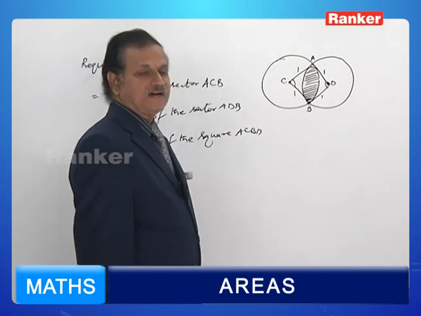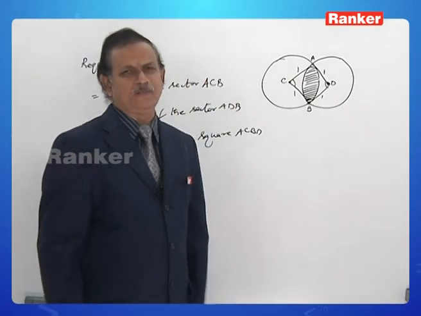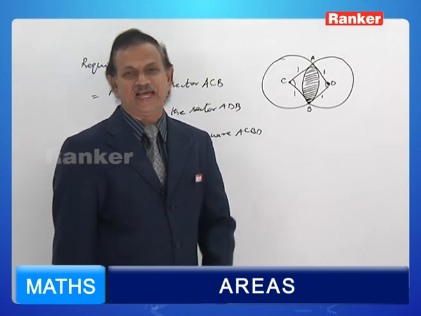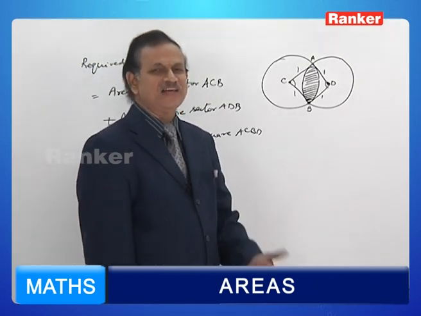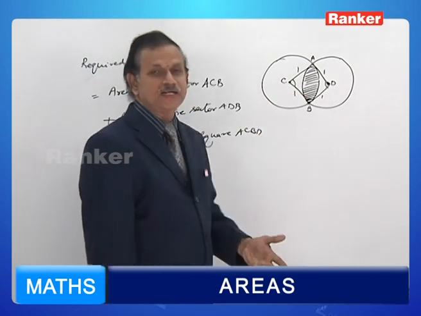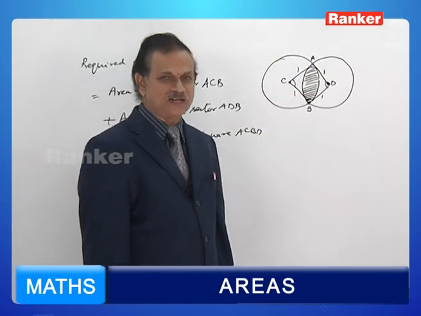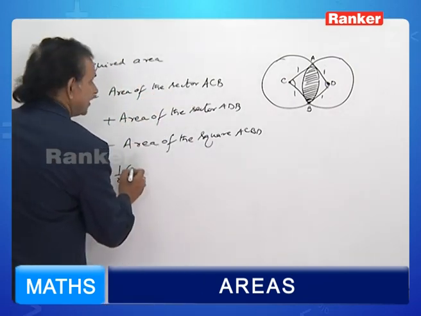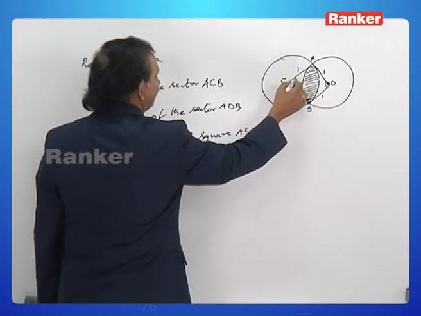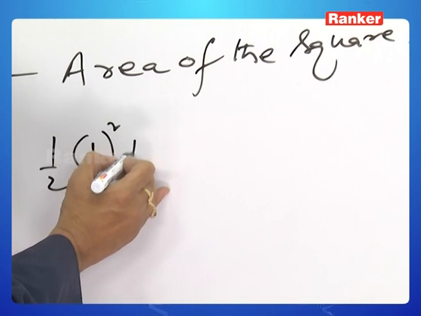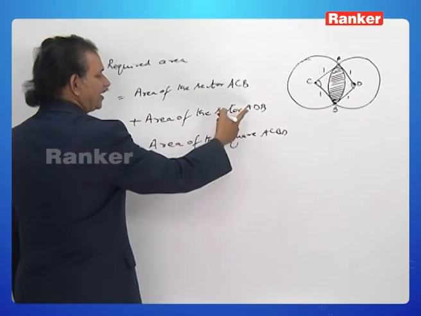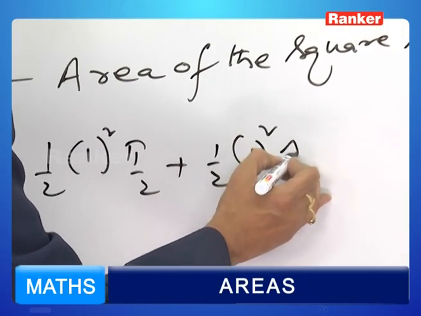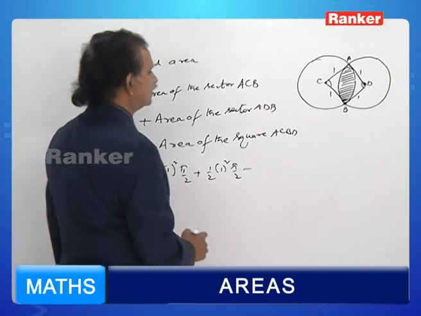Actually, for finding the area of a sector, there are so many formulae. One of them is half R square theta, half LR, where L is the length of the arc, that is nothing but R theta. So it is half R square theta. So for the sector ACB, it is half into 1 square into theta, the angle between the two radii of the sector, which is nothing but pi by 2, plus the area of the sector ADB, absolutely similar, that is half into 1 square into pi by 2, minus the area of the square ABCD.